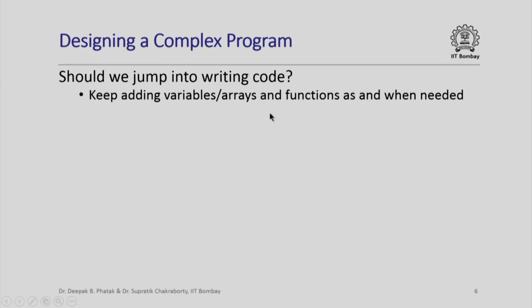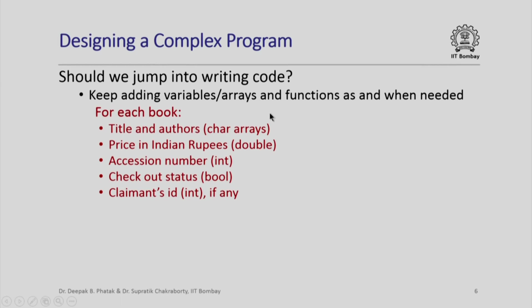Well, if we try to do that, the first thing that we will have to realize is that for each book there are several kinds of information that I must store in my information management system. Specifically for each book I need to store the title and the authors. Now the title is going to be a string, so I need a character array for that. The names of authors are also going to be strings, and in fact if there are multiple authors I could separate them by commas and store them as the same string.